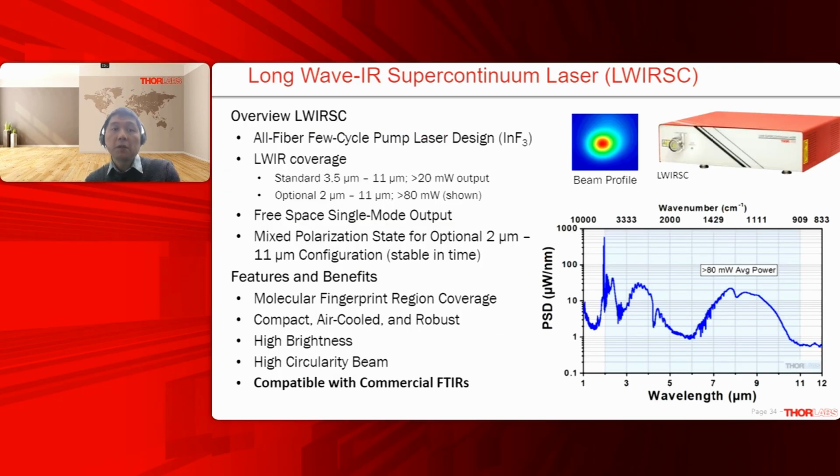On the other hand, if we look at the details of the features of the long wavelength IR supercontinuum, we can see the biggest advantage of this laser is the wavelength coverage. With cascaded DFG nonlinearity, the wavelength coverage extends all the way to 11 micron continuously. It provides more than 20 milliwatt in standard configuration. If you want more power, you can have the optional configuration that can get more than 80 milliwatt output power.